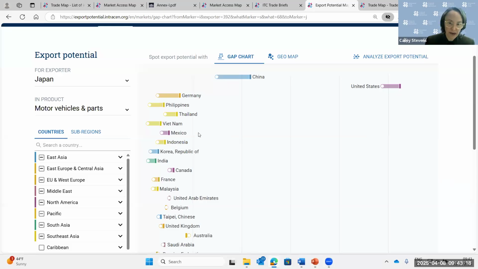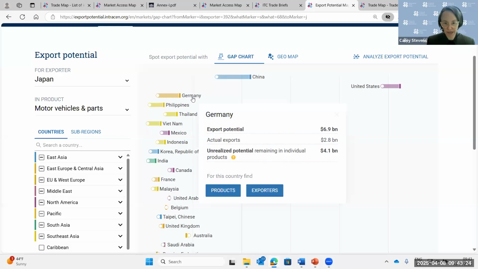So just to go back to, for example, the example of Japan. So, we're exporting cars from Japan. We want to focus on other markets. We want to focus on Germany, for example. And we know we have the potential to export $4.1 billion more of cars to Germany by 2029. So what is causing this unrealized potential in the Japanese market?